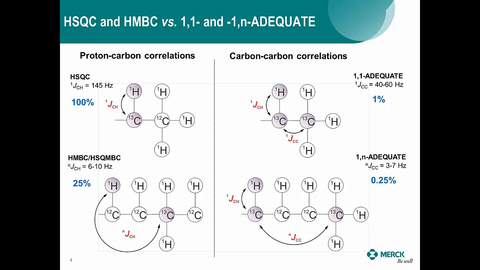However, those experiments are very useful because they provide information that we cannot obtain otherwise if we have a proton-deficient compound. We have the 1,1-ADEQUATE, which provides correlations between carbons separated by one bond, and the 1,n-ADEQUATE that provides correlation between carbons separated by 2 or 3 bonds. Now, again, because of the difference between the 1J-CC, the one-bond carbon-carbon coupling constant, and the nJ-CC, the long-range carbon-carbon coupling constant, the 1,1-ADEQUATE is more sensitive than the 1,n-ADEQUATE.